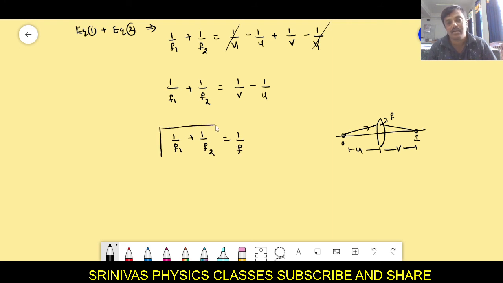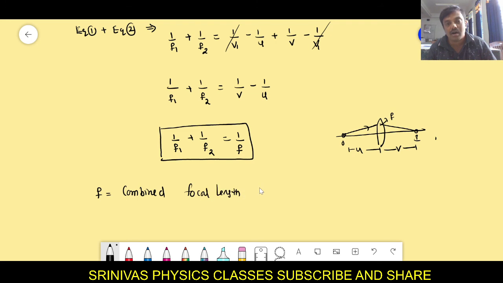Then here we write 1 by f1 plus 1 by f2 is equal to 1 by f. Right, 1 by v minus 1 by u I am writing as 1 by f for this. Yes, what is f here? F is the combined focal length. Okay, f is the combined focal length, or it's also called as what? Effective focal length.